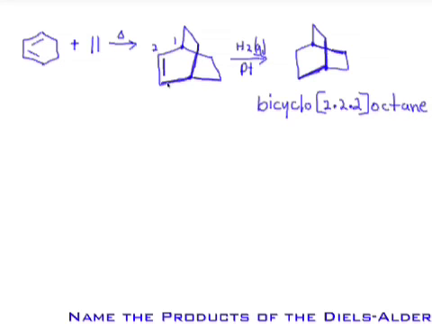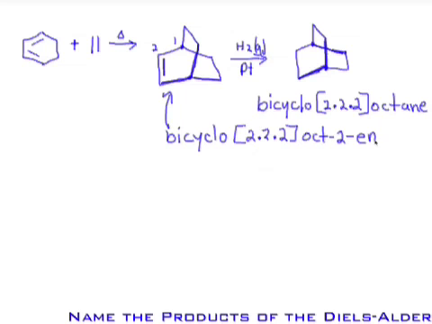One, two. This guy would have been bicyclo[2.2.2]oct-2-ene. Okay, there you have it.